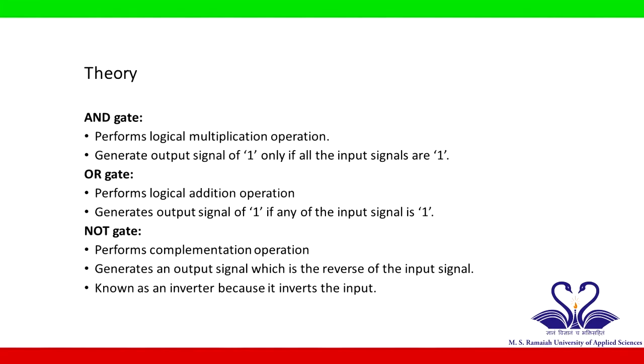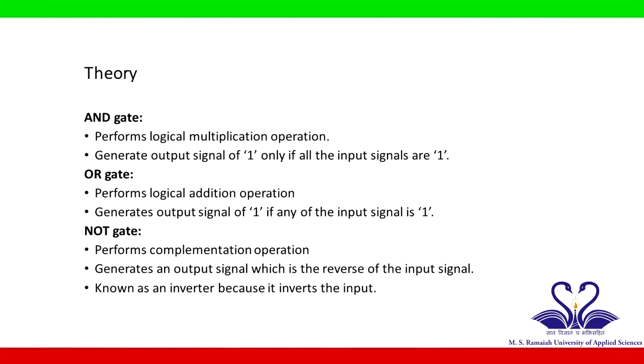AND gate. It performs logical multiplication operation. It generates output signal of 1 only if all the input signals are 1. OR gate. It performs logical addition operation. It generates output signal of 1 if any of the input signals is 1.